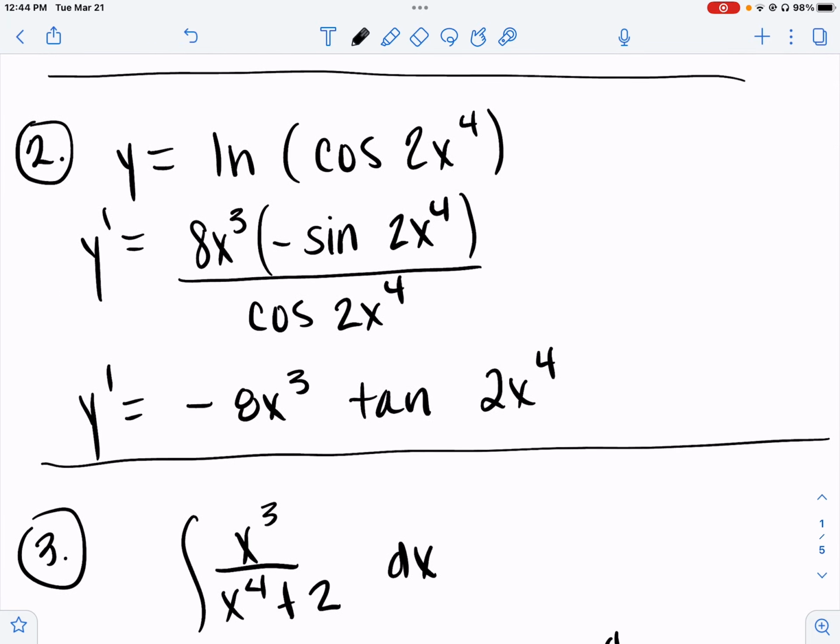Number 2, y equals ln of cosine of 2x to the 4th. Okay, we have to take the derivative of cosine, which is negative sine. And when you take the derivative of cosine, you also take the derivative of the angle. 2x to the 4th, the derivative is 8x cubed. Okay, for ln, you put what's inside on the bottom. Okay, a negative divided by a positive is negative. Sine over cosine is tangent.